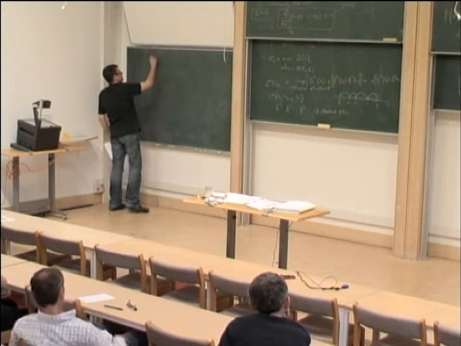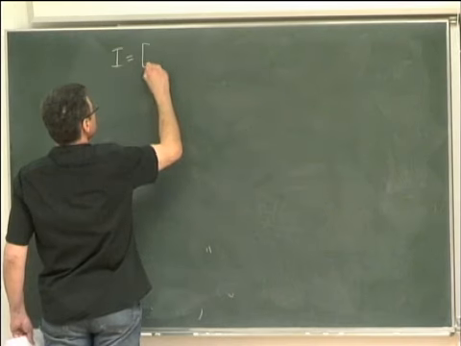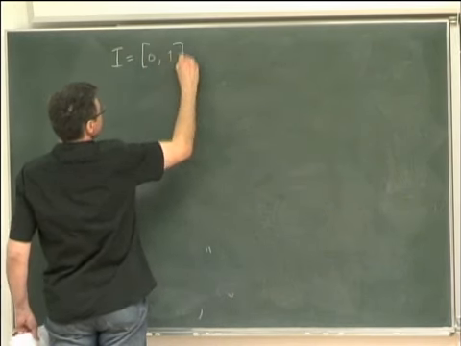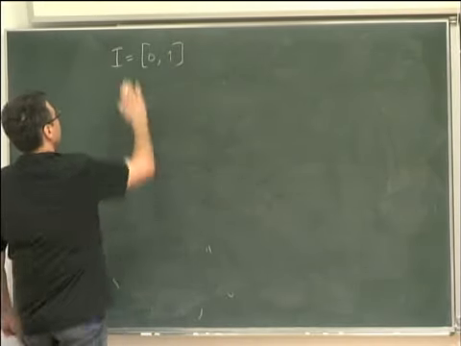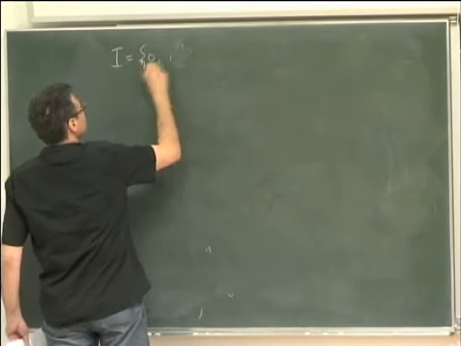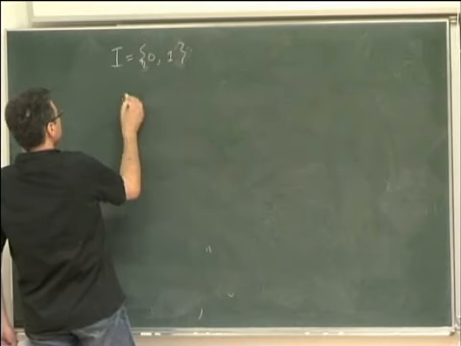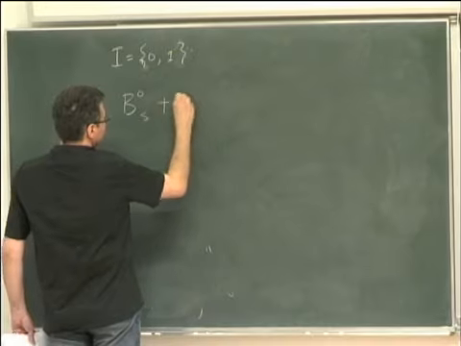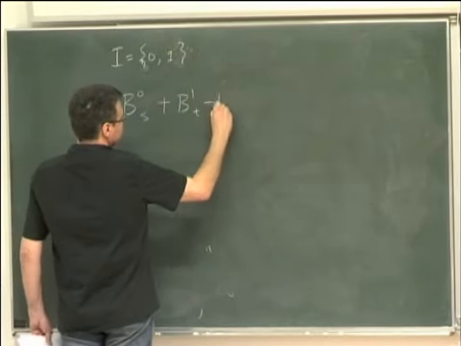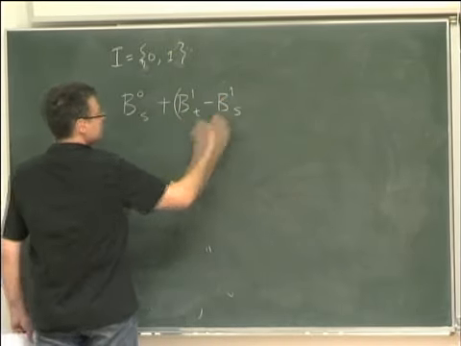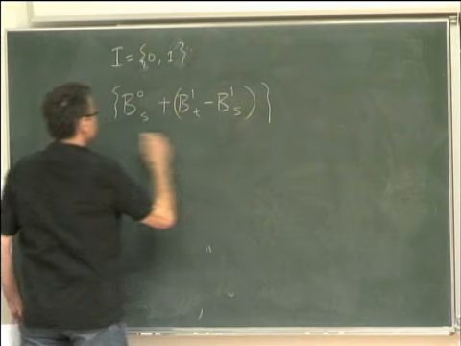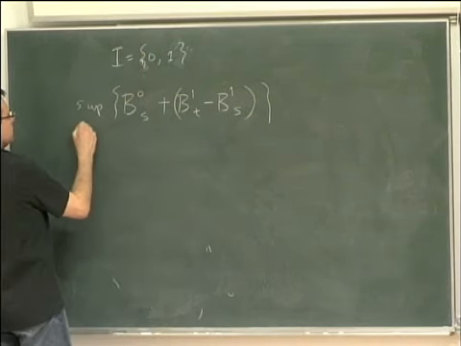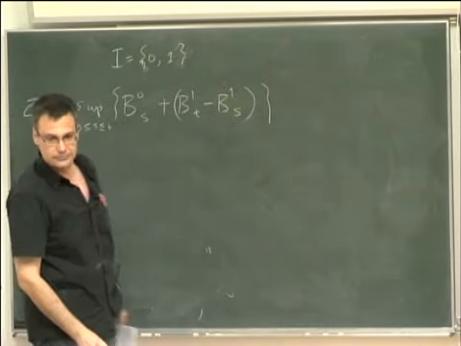In the special case where I is equal to {0, 1}, so it's a two-element set, let's call that 0, 1, then what do we have? We have B^0(s) plus B^1(t) minus B^1(s), and then I take the supremum over 0 less than s less than t. That's my Z_t.